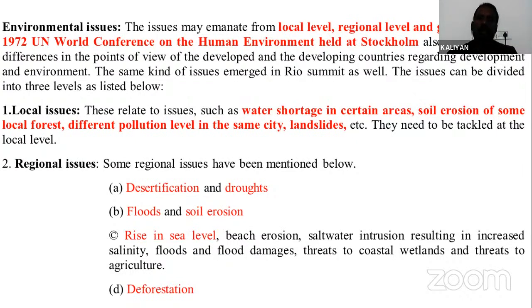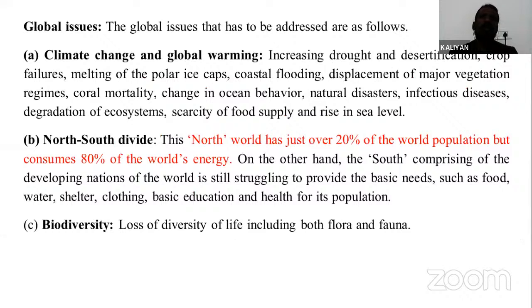Local level issues are in a particular location, like water shortage in an area, soil erosion, local forest loss, different pollution levels in the same city, and landslides. Regional level issues are desertification, droughts, floods, soil erosion, rise in sea level, and deforestation. And the global level is climate change and global warming, so high levels of drought and desertification or crop failure, melting of polar ice, coastal flooding, and displacement of major vegetation regimes. These are caused by climate change and global warming.